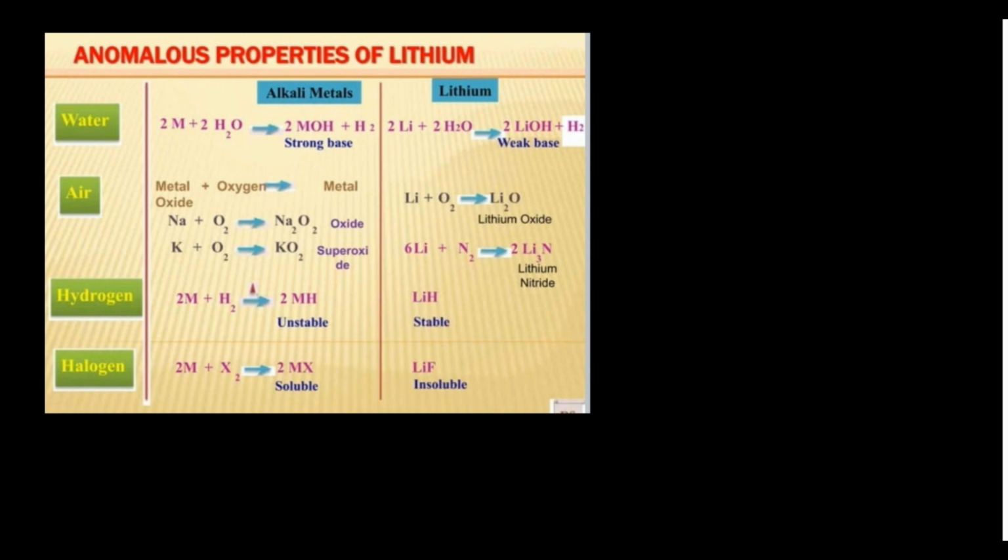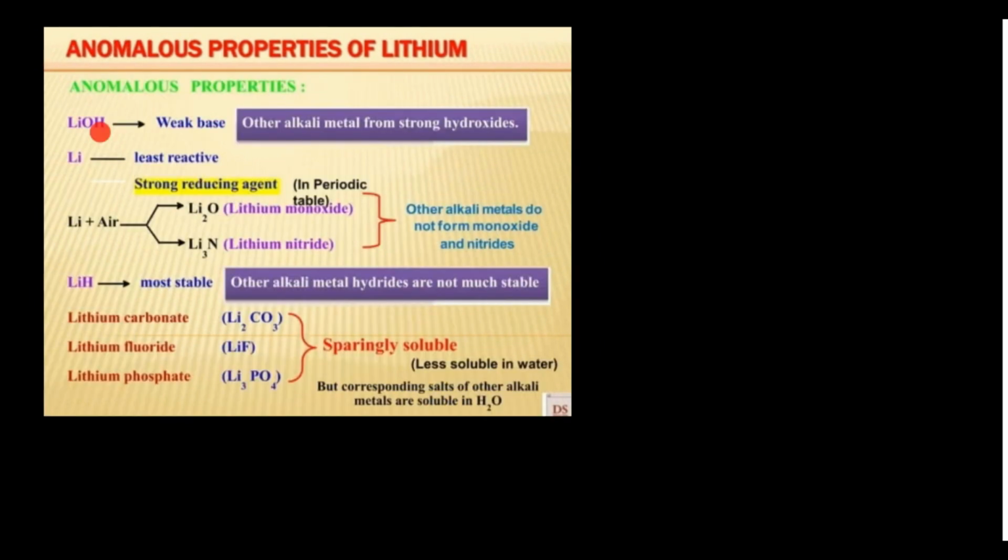While the other metals are a little bigger in size when compared to the size of the hydride, their hydrides are less stable. Then along with the halogens, it forms the soluble metal halides, but lithium fluoride is insoluble while others are soluble, right?